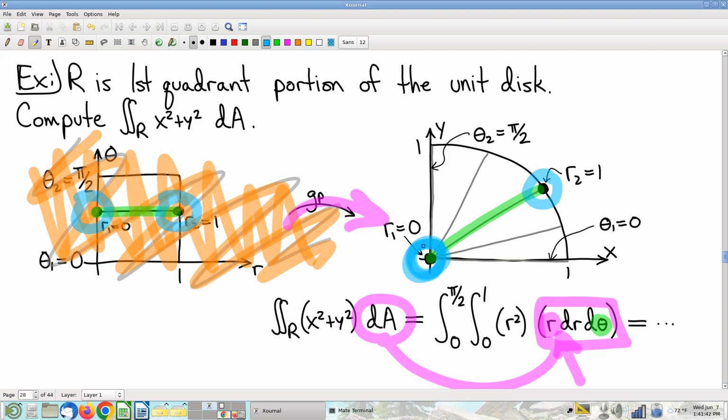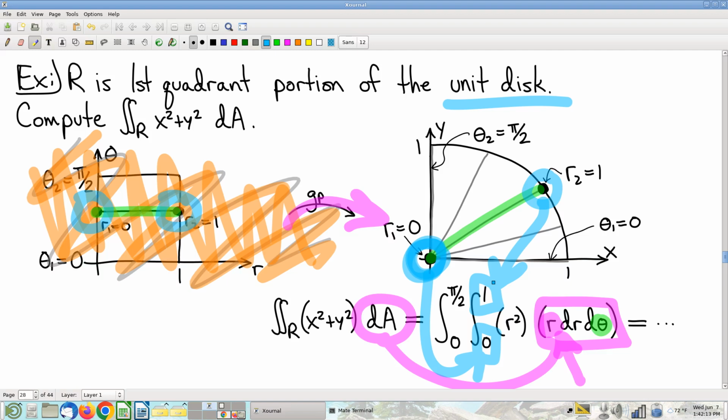And at this starting point, perfectly clear what R is at that starting point. It's the origin. R is 0. And at the ending point, well, I'm on the edge of the unit disk. That means that R is 1. Everybody good? I get the exact same polar coordinate integral I would have had I actually viewed it literally as a pullback to a new domain in the r theta plane.